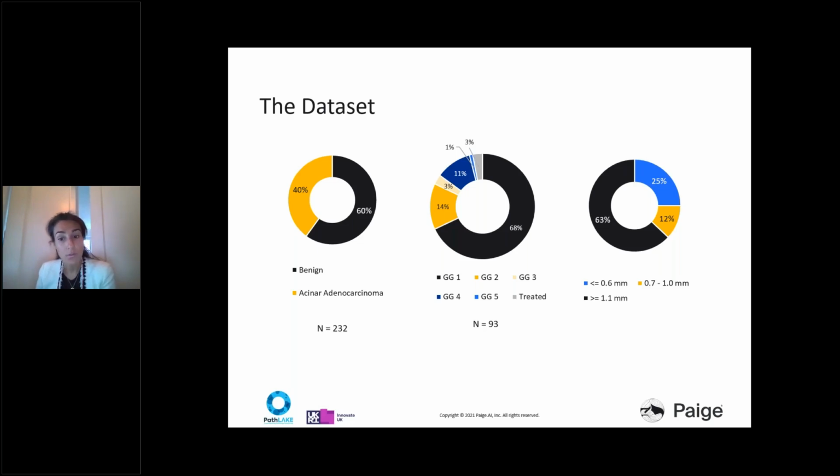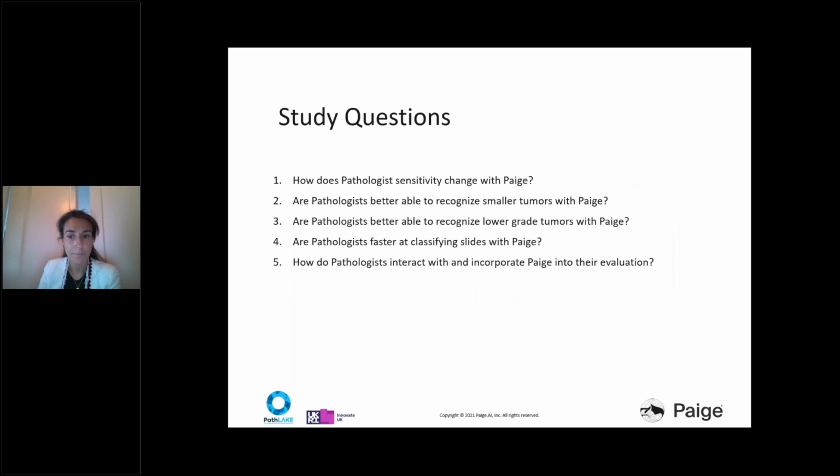Each grade group was represented, but not all Gleason score combinations. And the majority of cancer cases comprised Gleason grade group 1. About 1/3 of the cases harbored cancers that were smaller, less than 1 millimeter in length. So in the study, we sought to answer these questions.